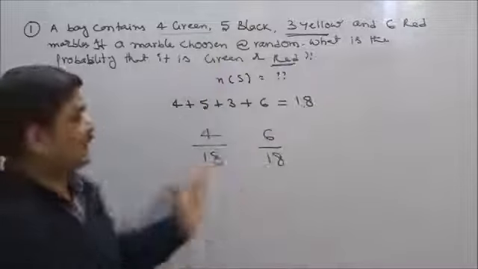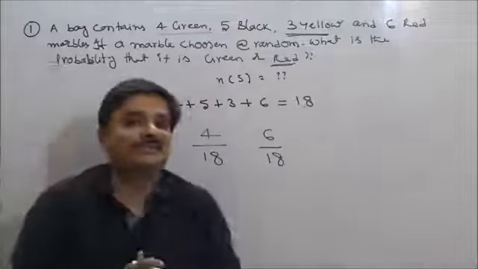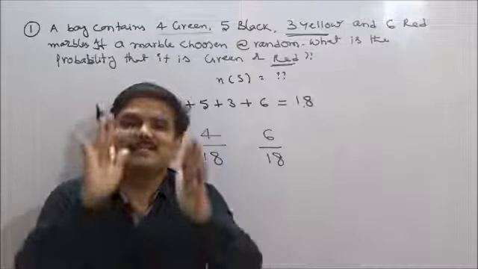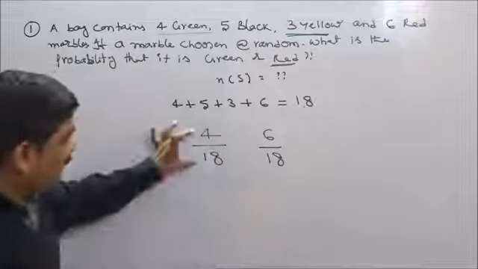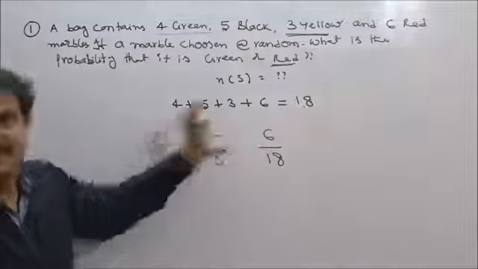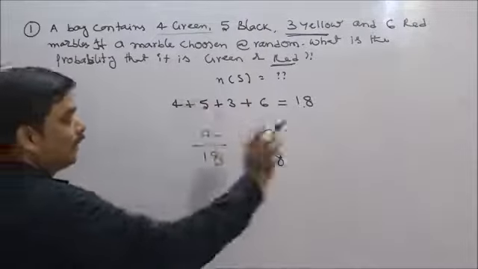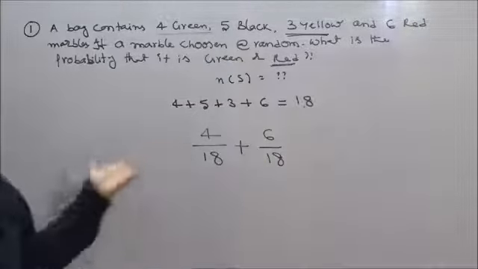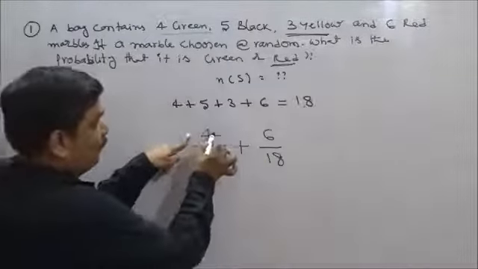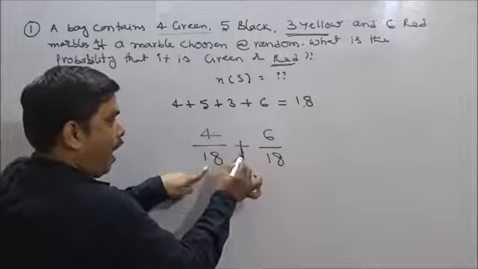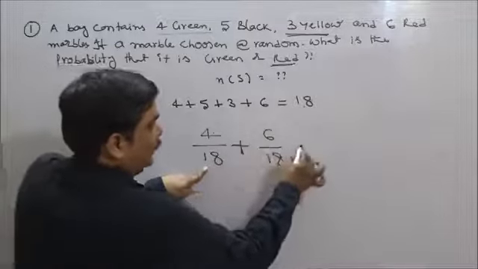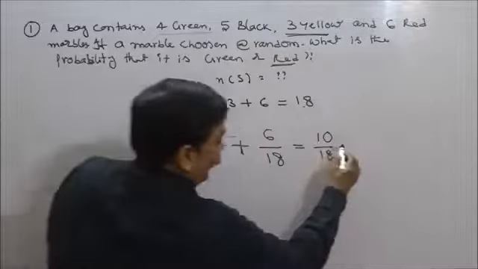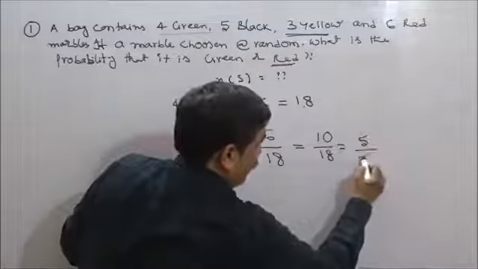Green or red means these two are mutually exclusive, right? But let us not use those words, because I'm just giving you the basics. Simple way, we can say either this or this. Either this or this means the condition is OR, so it should be plus. As simple as this, right? So this is 4 out of 18 plus 6 out of 18, that should be 10 by 18, or 5 by 9.